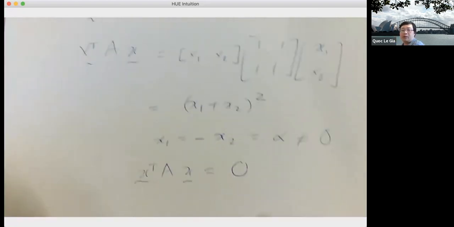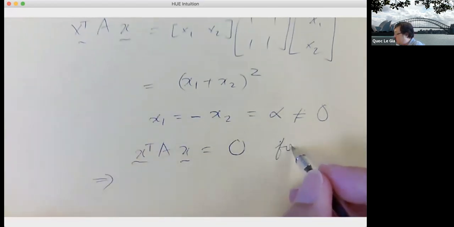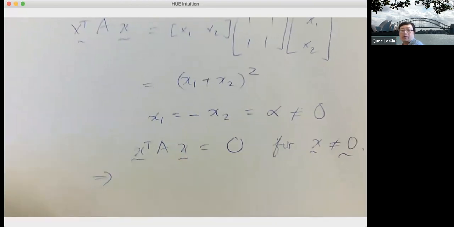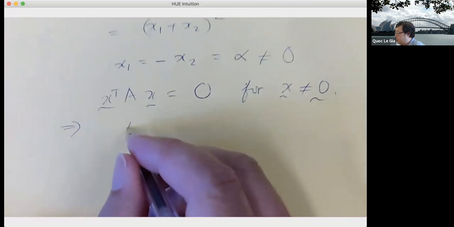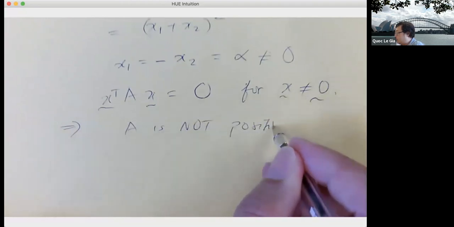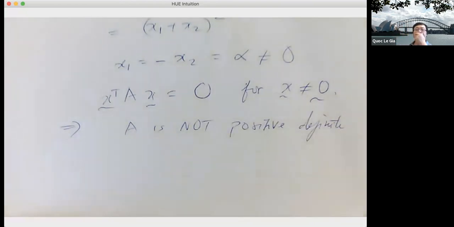So for non-zero X, the matrix A is not positive definite. So last time we made a mistake. I made a mistake when I claimed that this one is positive for every X, but nobody corrected me.